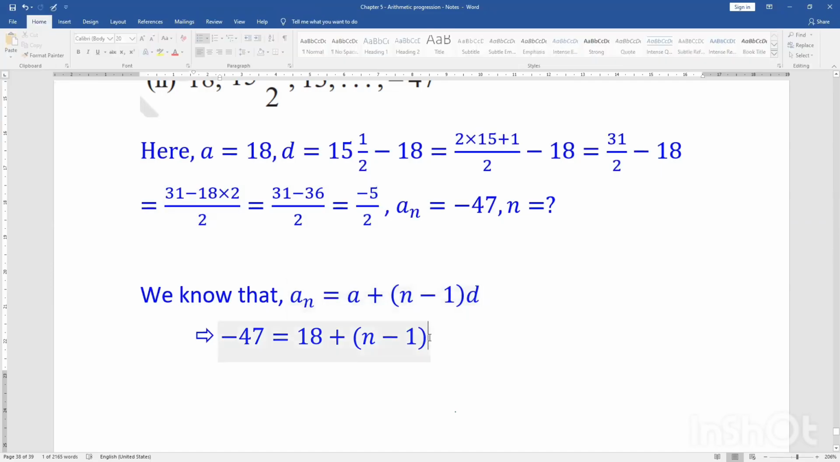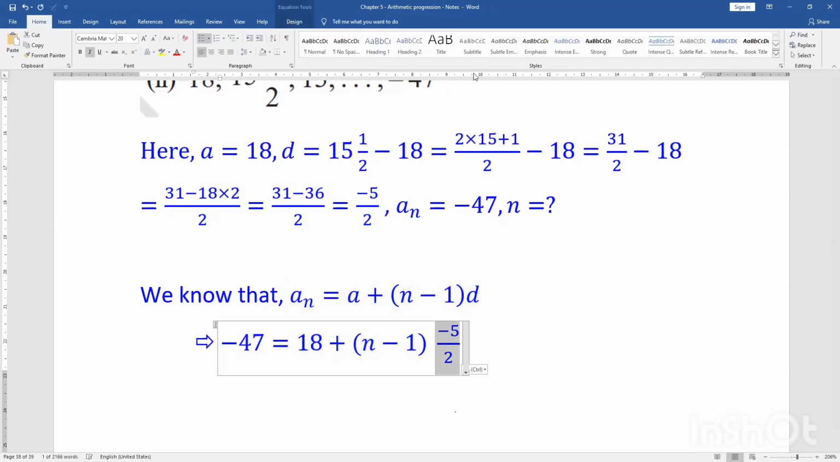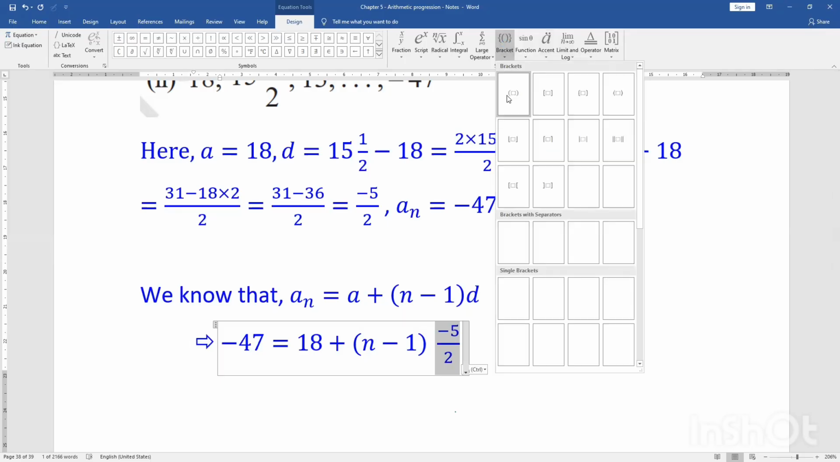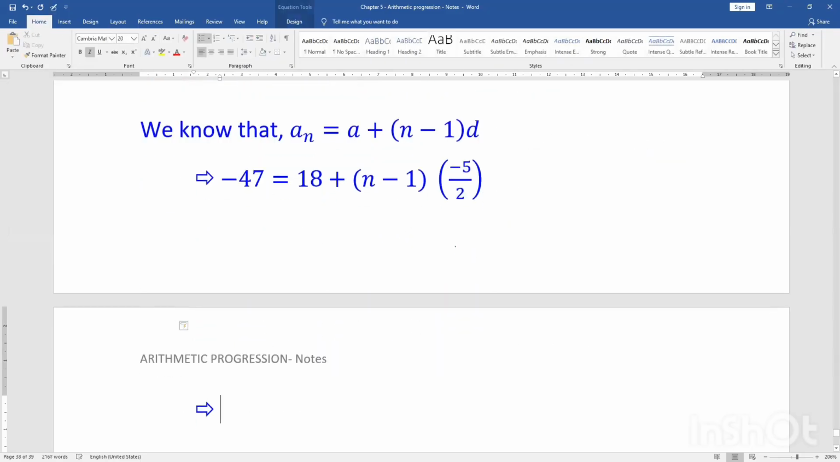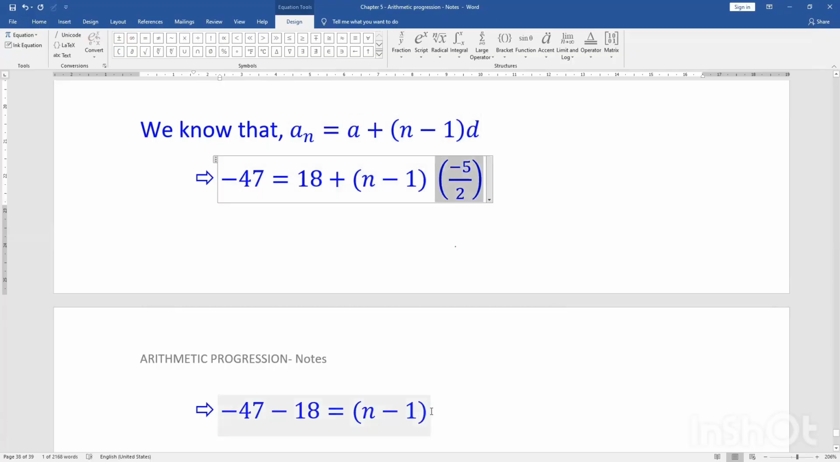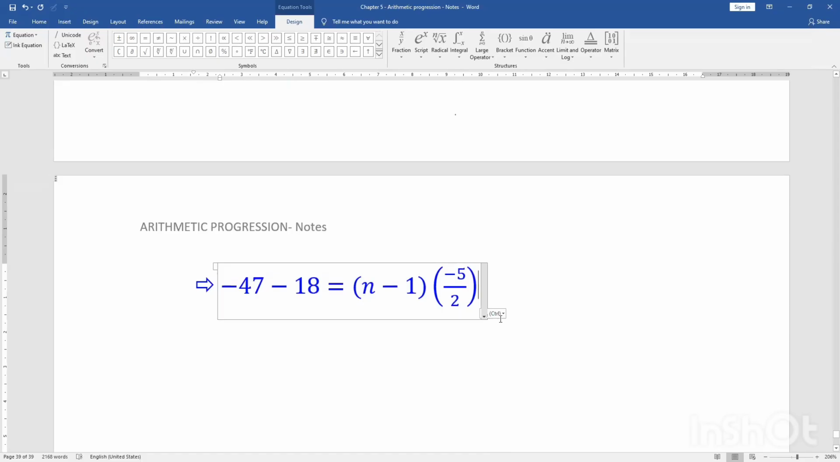So minus 5 by 2. When you write like this, make sure that you enclose it in brackets. Very important when you're dealing with a negative sign and a fraction, okay? So better enclose it with a bracket. And then the next step, I can write it as minus 47 minus 18, because 18 I'm going to shift to the LHS. So it becomes minus 18 equals n minus 1 into minus 5 by 2, children, right?